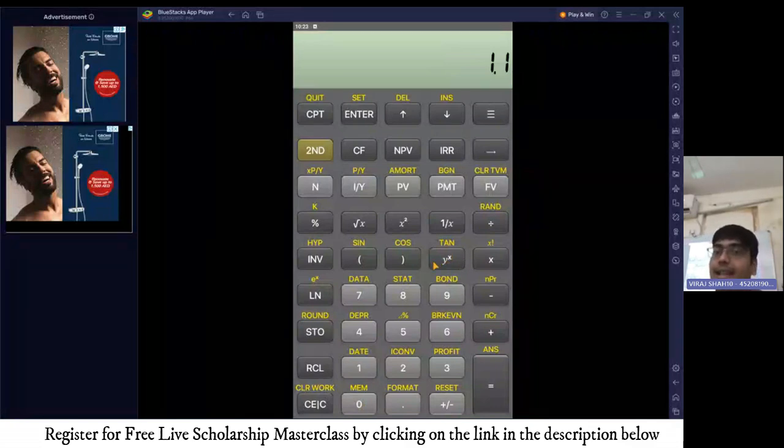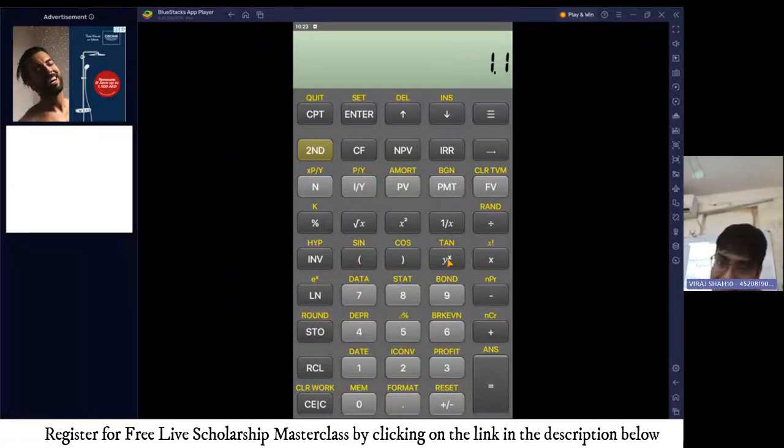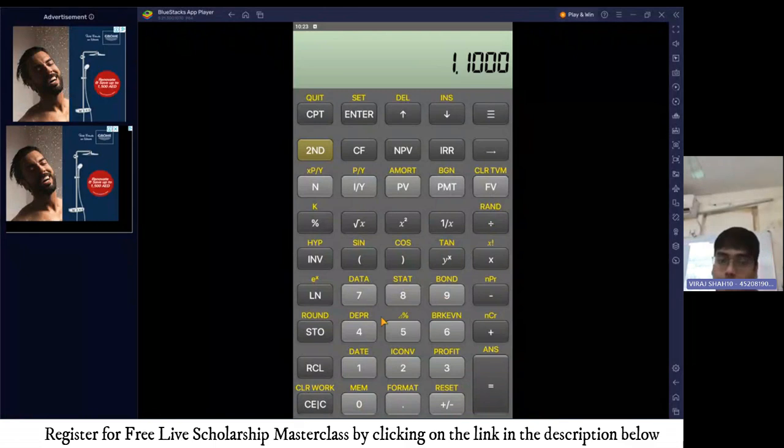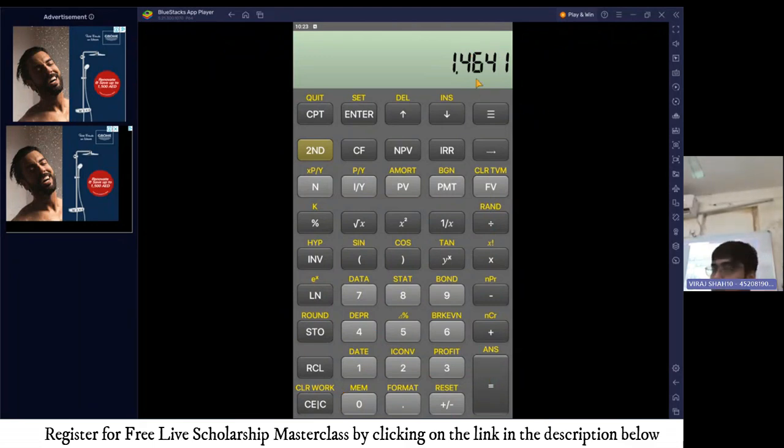For raised to the power 4, this is the relevant button, y to the power x. You press this and then you press raised to the power. What do you have to press? 4. Then you press equal to, and this comes up. So this is 1.1 raised to the power 4, and then you multiply it with the PV, the present value which we had seen, which was 100. So into 100, 146.41 came. Write this answer, 146.41. This will be the answer for the future value.